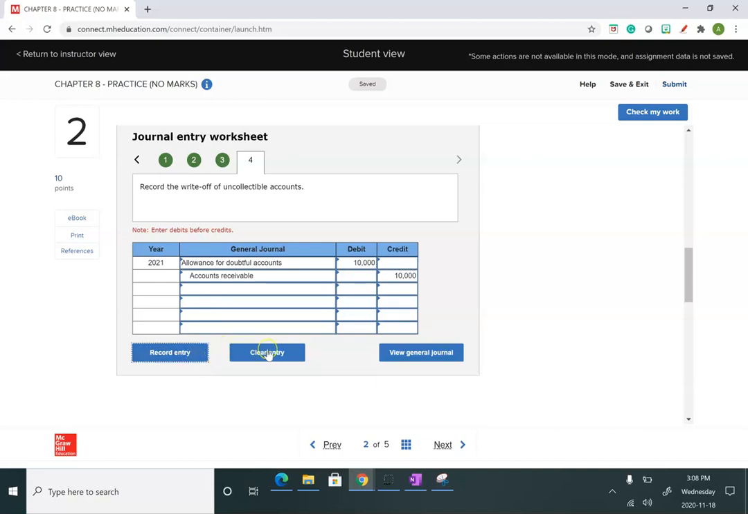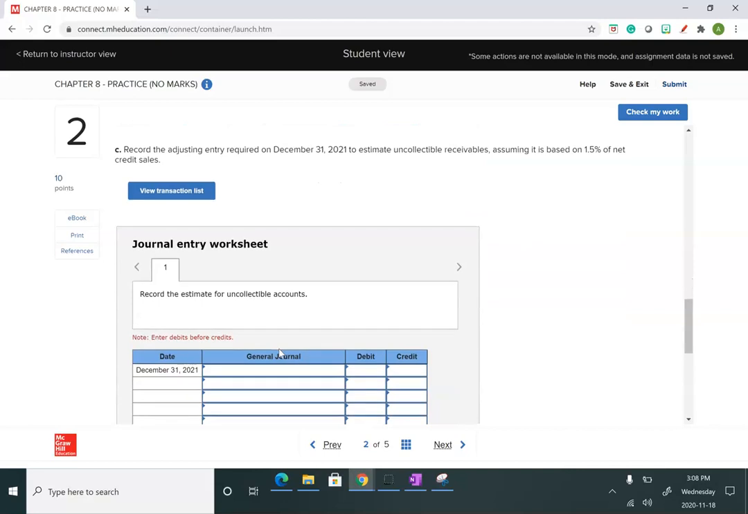So I've got all my journal entries, and now what it wants me to do is calculate the December 31st, 2021 bad debt expense. So this is now at the end of the next year. So I'll just do bad debt expense and allowance for doubtful accounts.